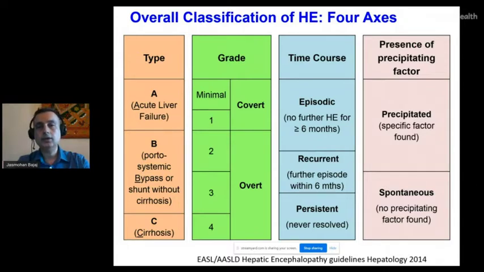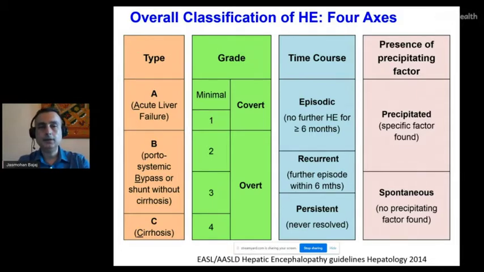So it gives you an overall view of not only what is happening to the patient right now, but also what happened 6 months ago, and therefore what might happen 6 months from now. If you combine type, grade, time course, and presence of precipitating factors, you already have a jump ahead to predicting what might happen to these patients. As Dr. Rao clearly pointed out, the type is A, B, and C. We are only going to talk about cirrhosis because acute liver failure is very rare, thankfully, and even rarer is the bypass, which is shunt without cirrhosis.